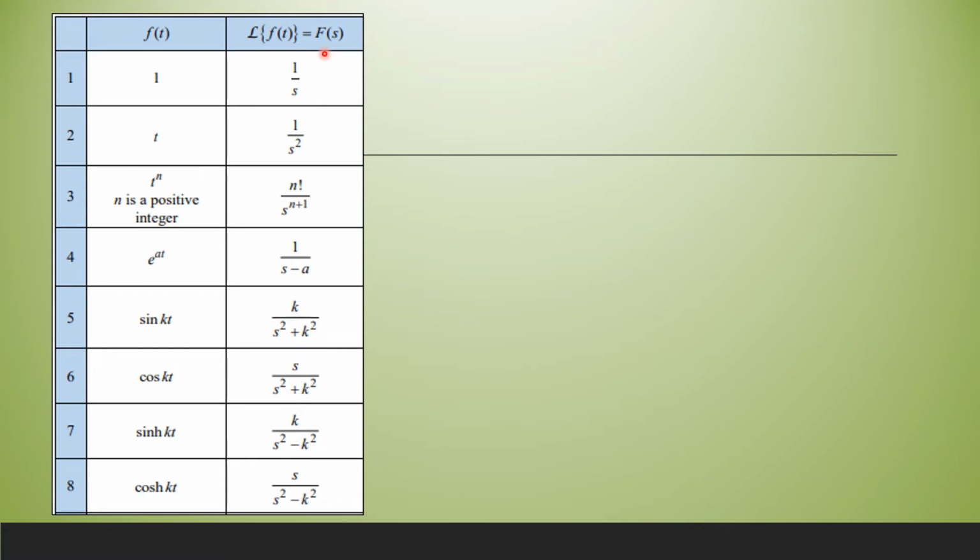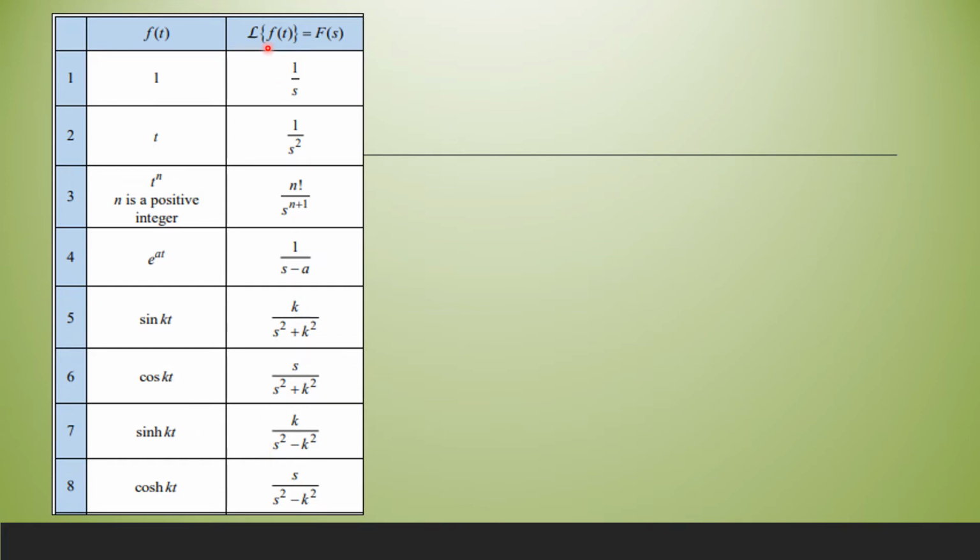For example, the Laplace transform of t is equal to 1 over s squared. So this is a function in terms of t. When we get the Laplace transform, it is in terms of s. The Laplace transform of sin kt is k over s squared plus k squared. The Laplace transform of sinh kt is k over s squared minus k squared.